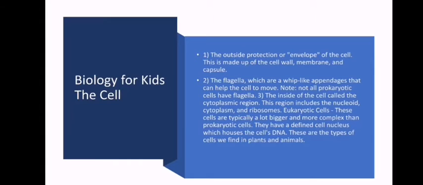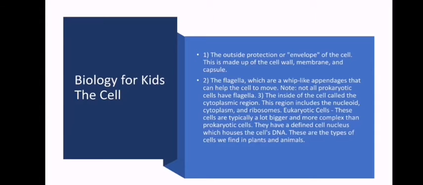So let's read what eukaryotic means. Eukaryotic cells. These cells are typically a lot bigger and more complex than prokaryotic cells. This one is the opposite. Prokaryotic is smaller. This one is bigger. That's what you should know. Eukaryotic is bigger, prokaryotic is smaller.